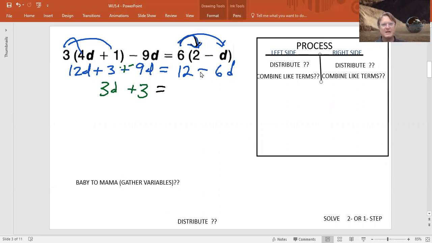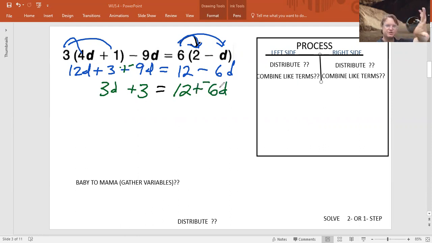Are there any terms over here that we can combine? Over here? No, there aren't any. That's why I have this question mark. Sometimes you won't have any like terms to combine. So I'm literally going to just take this and write it down. If there's no like terms, then forget about it. Okay? I'm going to do a rewrite there.